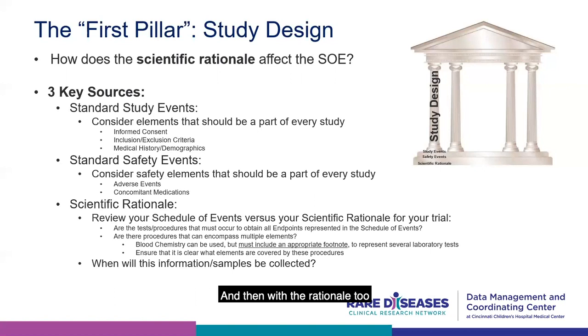And then with the rationale too is, when will this information or these samples be collected? If part of your endpoints is looking at how a particular biomarker changes throughout the course of the study, you need to make sure your schedule of events shows that you're going to be collecting that biomarker or the necessary way of collecting that data throughout the study at the necessary time points to address your scientific question for that study.